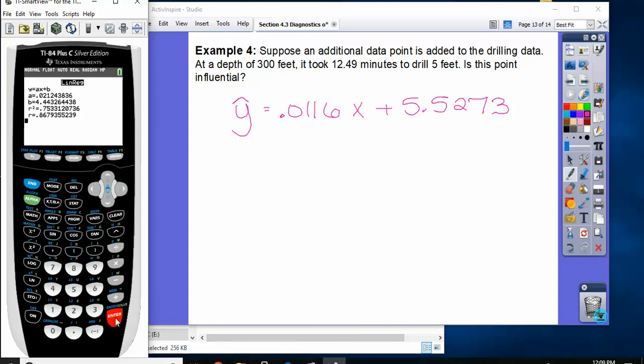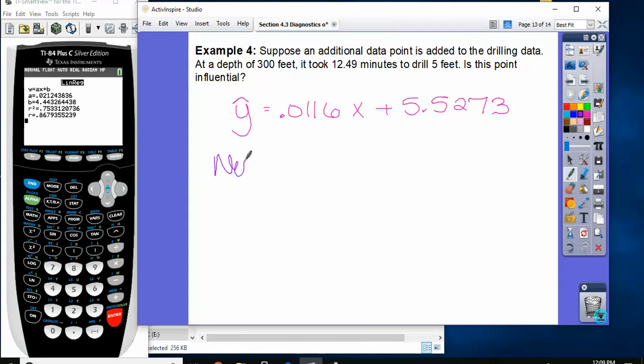And now my equation is 0.0212x plus 4.443. Alright, can you tell just by looking at that if that's a huge difference or not? Maybe. Sometimes it's really obvious. Here, there is a difference. I don't necessarily know how significant it is. Let's graph it to see.